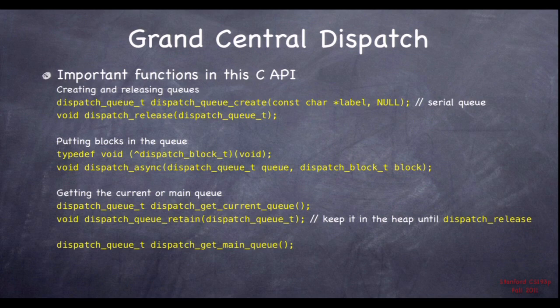There are two interesting functions here to get the current queue. Sometimes someone will call you with a block and ask you to do something, and you want to do part of it on another thread, so you want to know the queue that the caller was in, the queue you're currently executing in, because after you've run something in a thread, you might want to send a message back on the queue that called you. But even more importantly, you want this get main queue. That's the UIKit queue, and that's where you want to run any code that touches the UI.